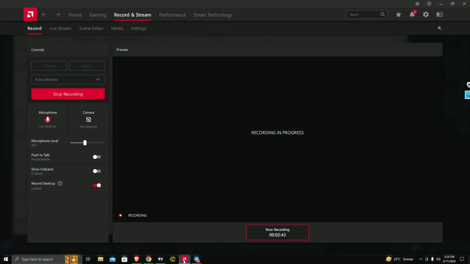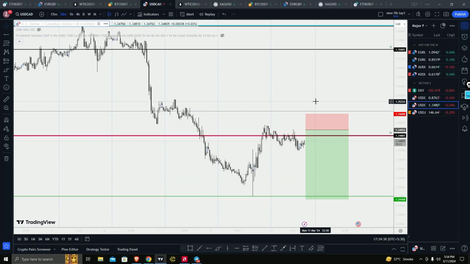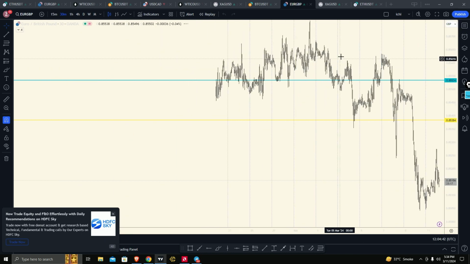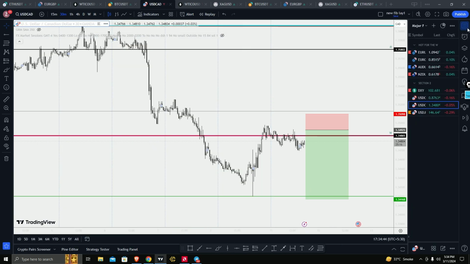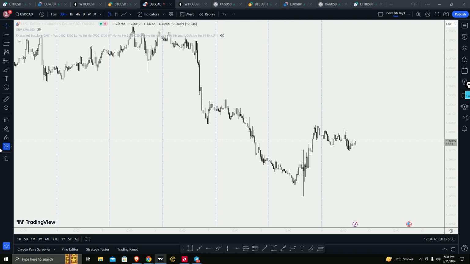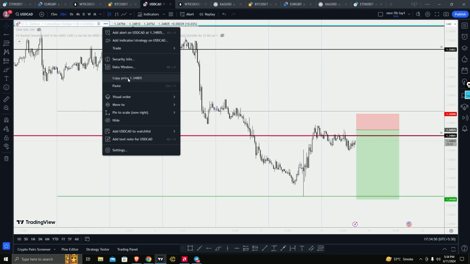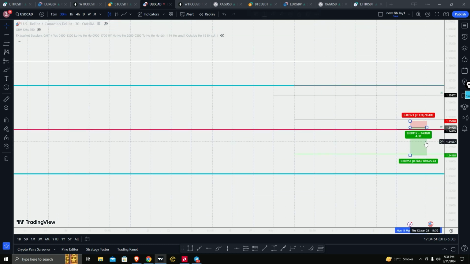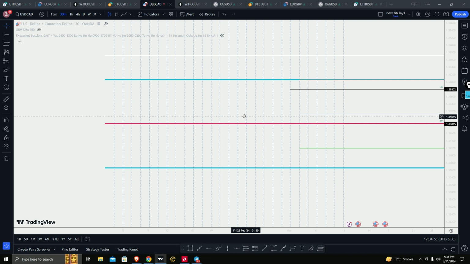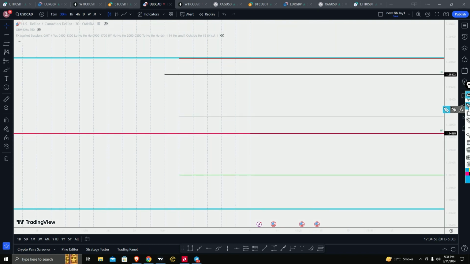So since we have some time, I don't know, the timer has been stuck, I'll just go over my system. I have a three-part system. The first part of my system is very simple. It is price action. Let me hide that. Okay, let's hide that as well. You can see this is my previous week's high, previous week's low, previous week's mid-range.